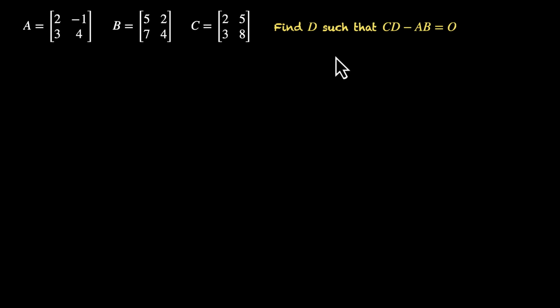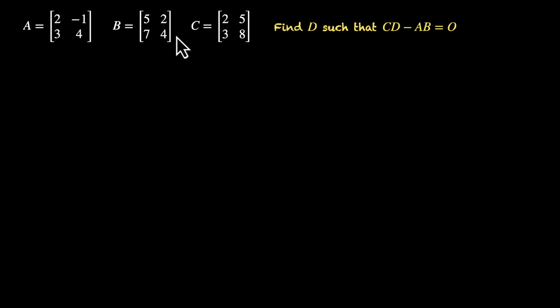Okay, let's think about it. If we know A and B, we can find AB. So in a way, we know AB. And if we add AB to this zero matrix, we'll still get AB. So in a way, we know CD. We know the product of C and D, and we know one of these matrices. We know C. So we know the product and we know one of the matrices. We need to figure out this other one. We need to figure out D. Let's see how we can do that.